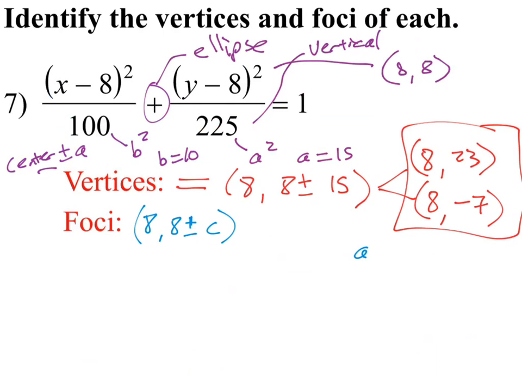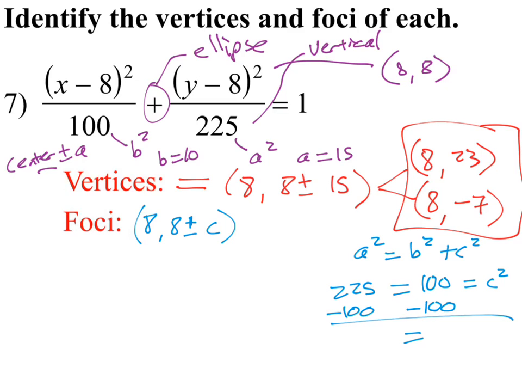So let's go back and use that to get our c value. So remember, it's a squared is b squared plus c squared. We already have our a squared value. It's 225. And we also have our b squared value, which is 100. And so we can subtract off this 100 to get c squared. So c squared is 125. And you can square root that to get your c value. So c is the square root of 125. Not a nice number, but you can deal with it.